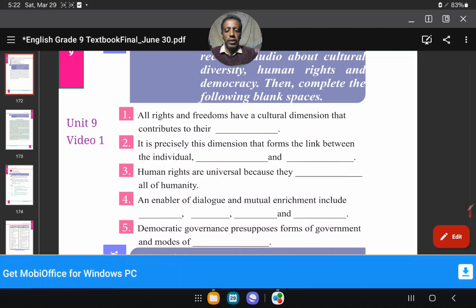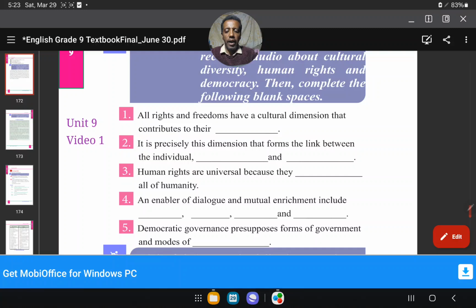Although sometimes portrayed as challenging to social cohesion, cultural diversity is, on the contrary, an enabler of dialogue and mutual enrichment, and thus a source of economic, social, political, and cultural diversity. And here, democratic governance presupposes a form of government and modus of decision making.